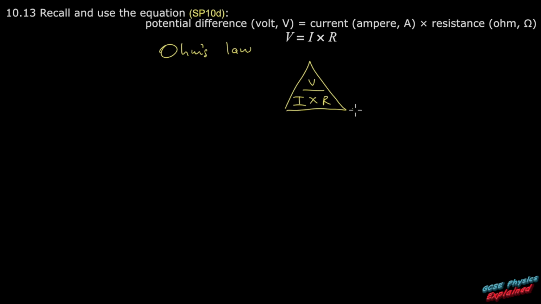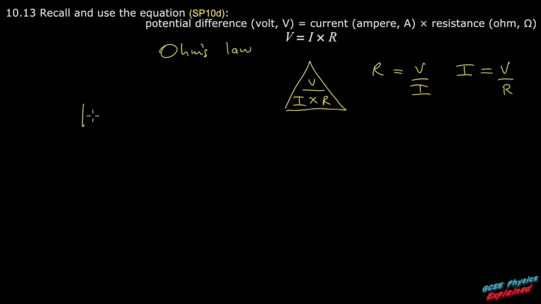If you don't know how to rearrange equations, have a look at my video called Magic Triangle. So if I'm looking for R, cover up R, so R equals V over I. And if I'm looking for I, cover up I, so I equals V divided by R.